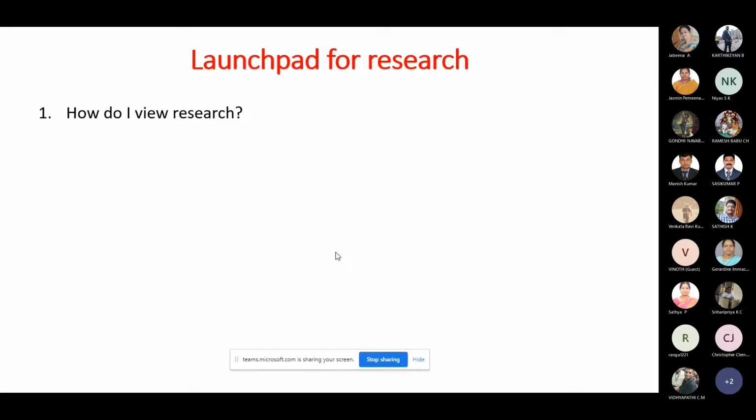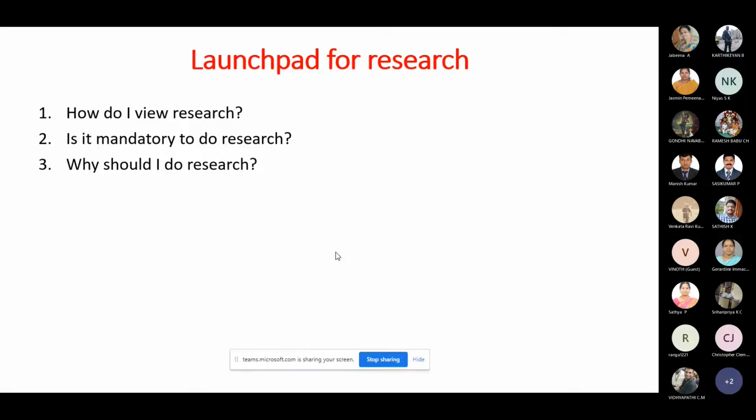How do I view research? What is my perception of the research? As I told you, is it just making a publication or making a patent? Is it only the research? What is research? Is it mandatory to do research? Right? Why do I do research? Is it mandatory? So for my career development, should I do research? For my career development in industry, do I need research? For my career development in banking, do I need research? Or in an academic environment, is research mandatory? Why should I do research? Of course, the 2 and 3 are really linked.